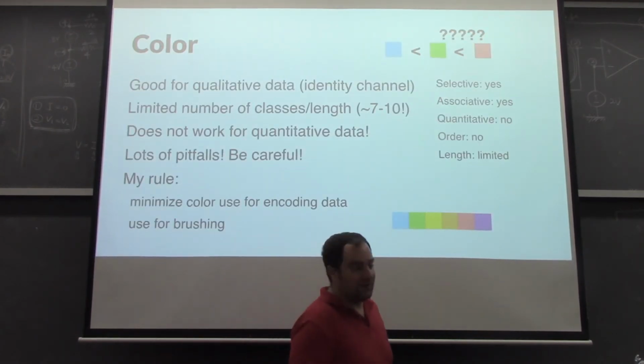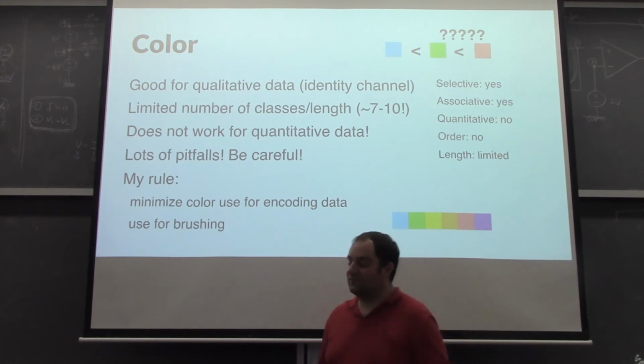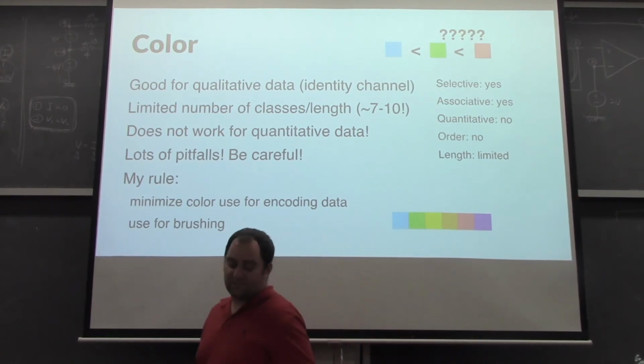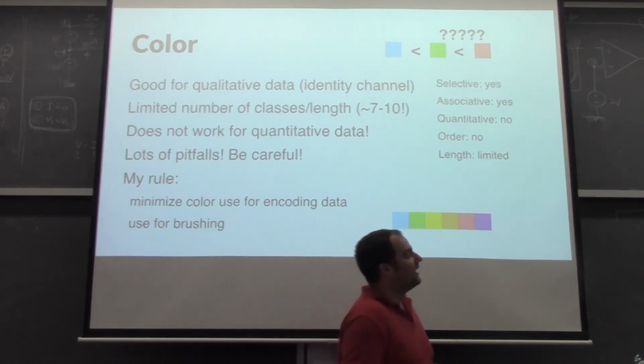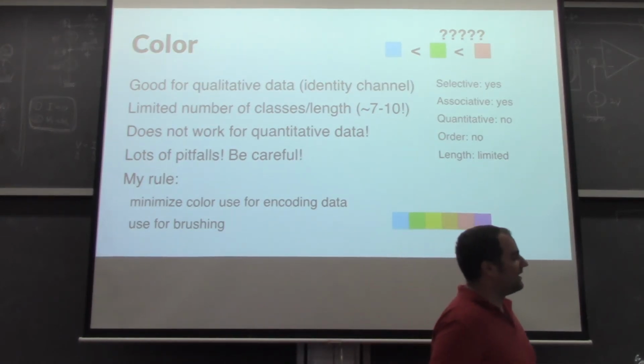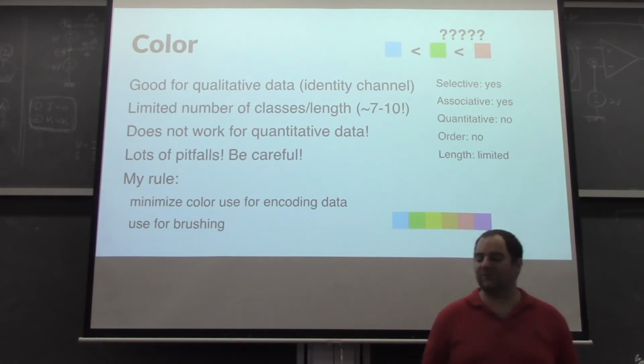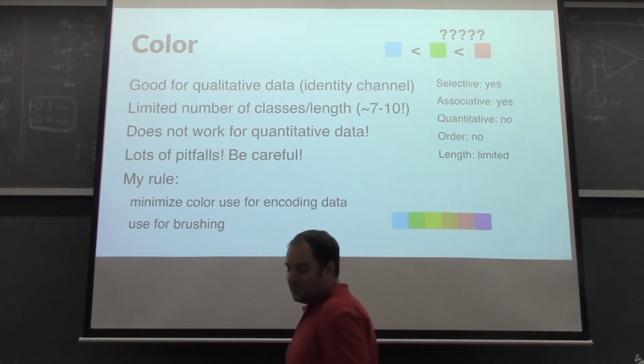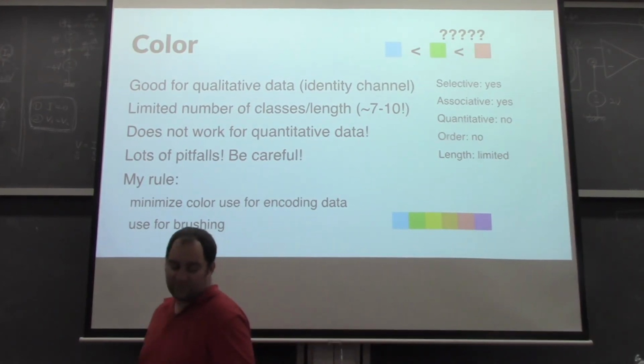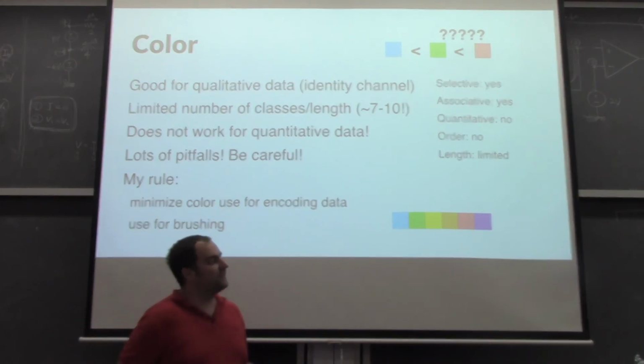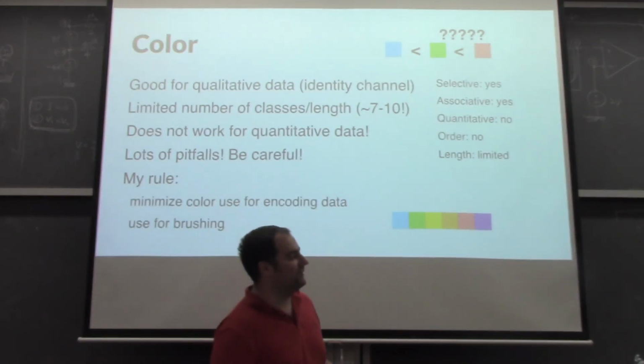We talked a lot about color in the perception lecture. Just think about it for a minute as a visual variable. It's good for qualitative data as an identity channel. We have a limited number of classes, as I already mentioned. We can only use about 7 to 10 different colors. It does not work with quantitative data, and we've talked a lot about the different pitfalls with color, so be really careful when you use that.